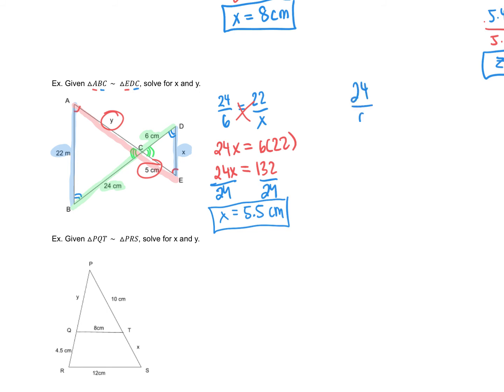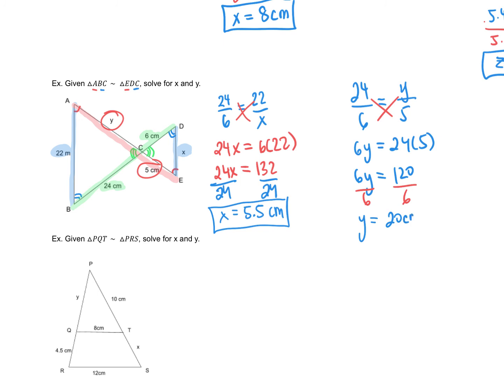Okay, so we should still start with 24 over 6 because that's still our full pair. And then make sure you have y over 5. Y is in the same triangle as 24, so we have to make sure it stays on top. And now, crisscross. So the 6 goes with the y, and then the 24 goes with the 5. So 6y equals 24 times 5, which is 120. And then divide both sides by 6 to get 20 centimeters. And there we go.